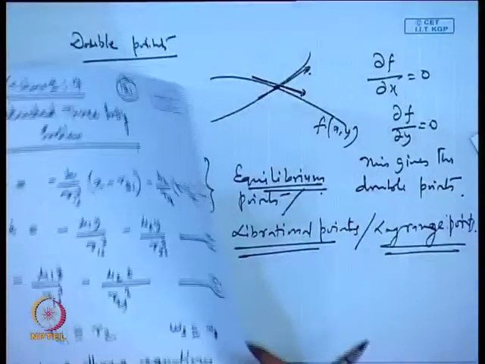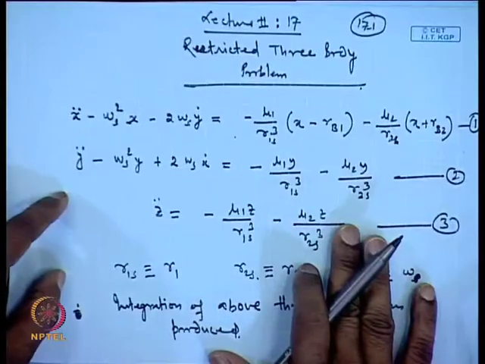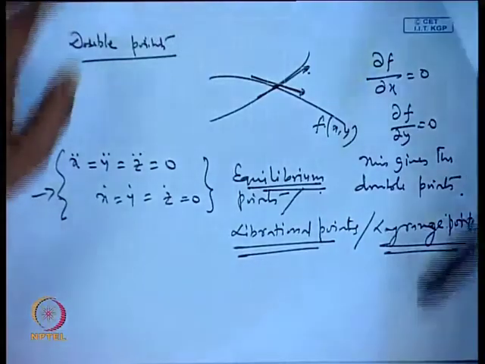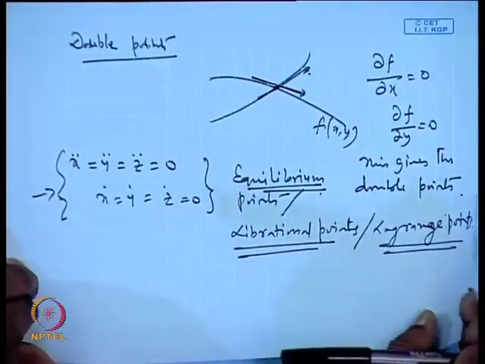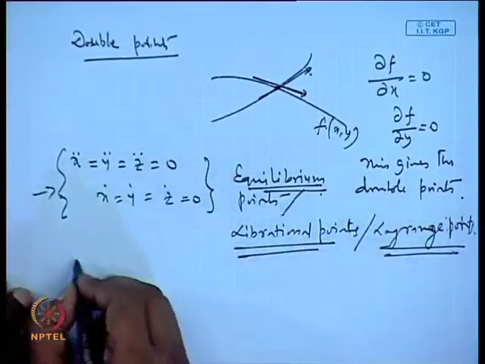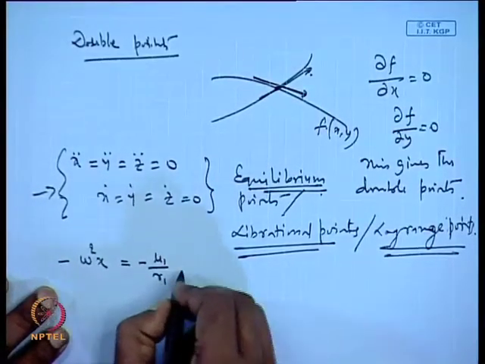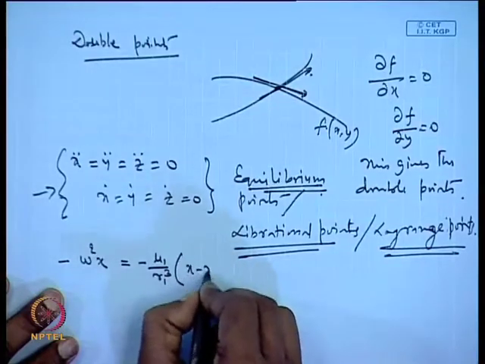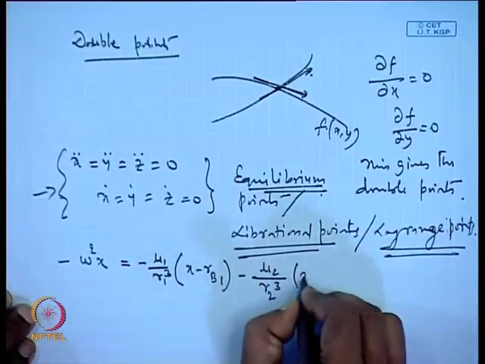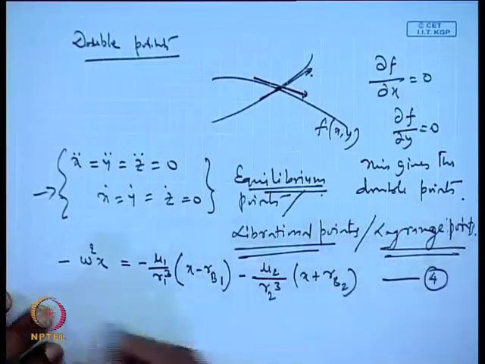So, rather than working with this partial differentiation, we start working with this and set these constants into this equation. Last time we worked out all those things and saw that the resulting equations were minus omega square x, r 1 cube x minus r b 1, minus mu 2 by r 2 cube x plus r b 2, and this is our equation number 4.